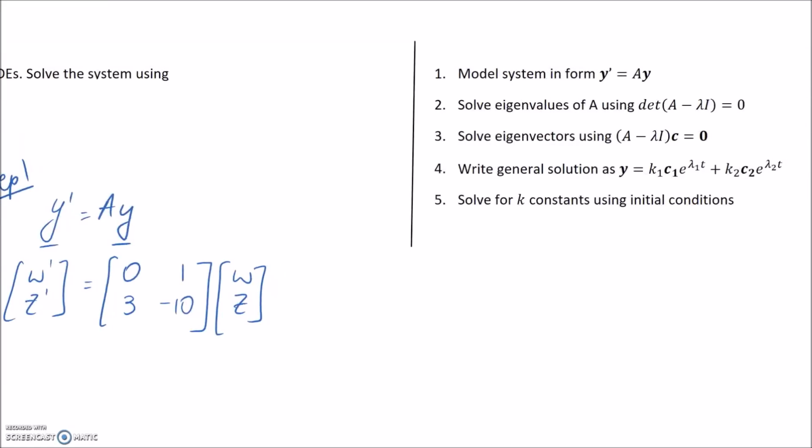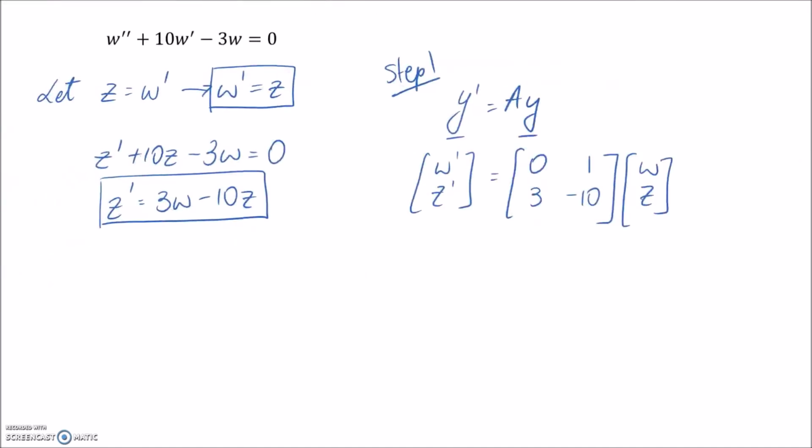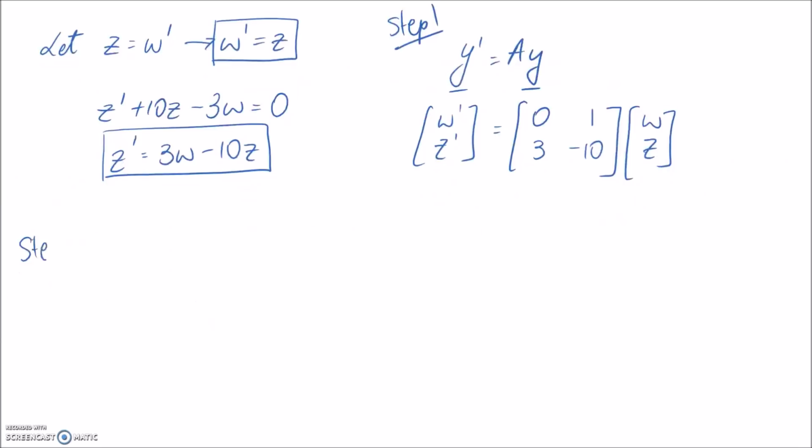So step 2 over here was to look for the eigenvalues, which is the lambda in the equation, and we can see we need to satisfy the determinant of A minus lambda times I is equal to 0. So let me pop that down here.